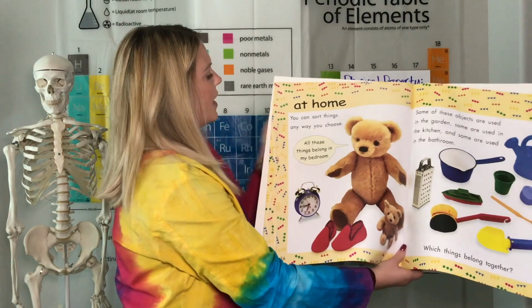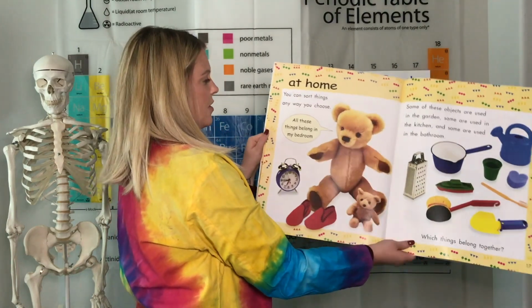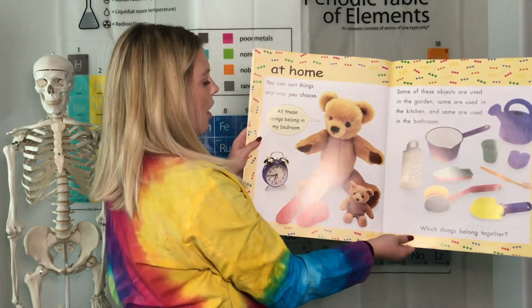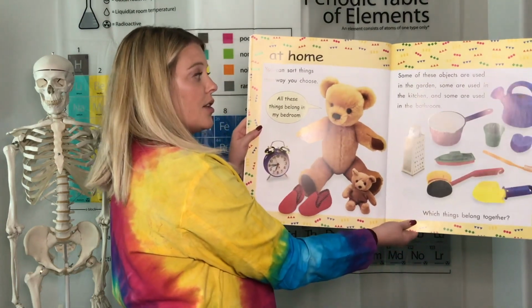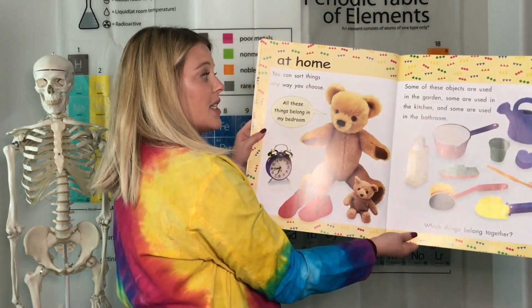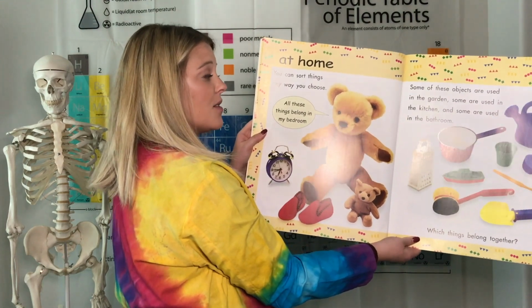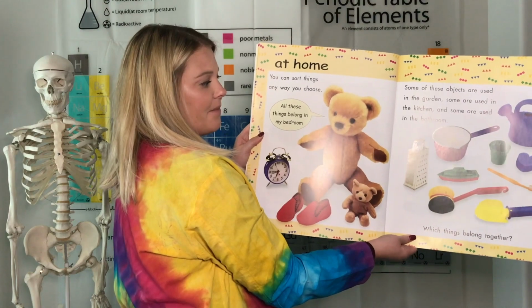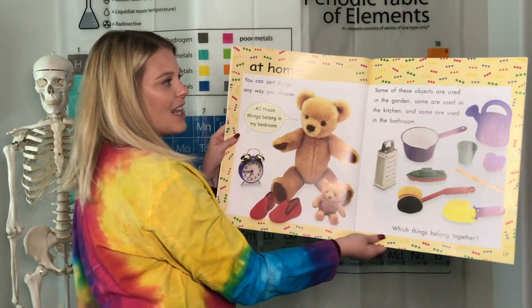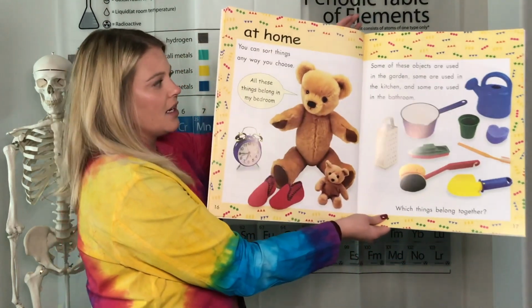You can sort things any way you choose. All these things belong in my bedroom. Some of these objects are used in the garden. Some are used in the kitchen. Some are used in the bathroom. Which things belong together? Scientists, do you see anything that belongs in the garden?